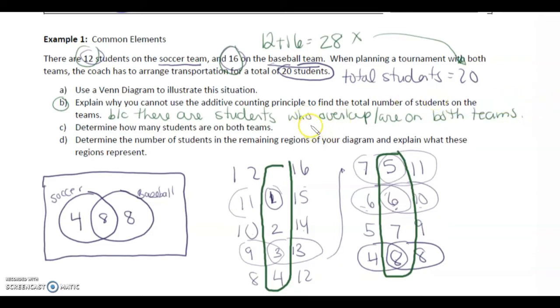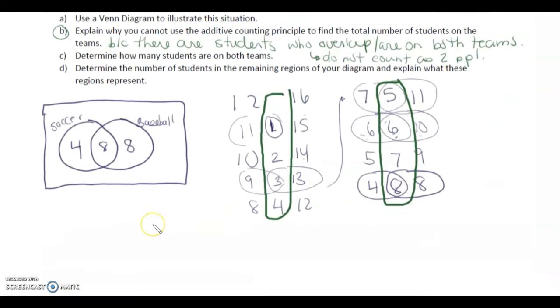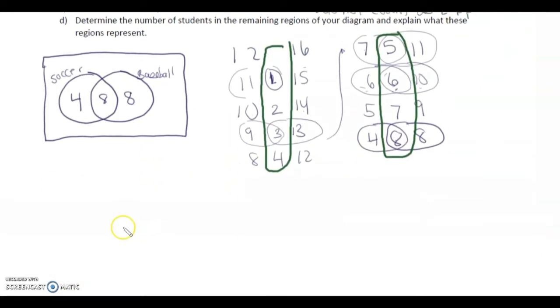Okay, but just because they're on both teams doesn't mean that they need 2 seats on the bus. They do not count as 2 people. They still only count as 1 person. Okay, I'm going to show you how to do this algebraically, okay? So this is just kind of like a basis of what a Venn diagram is and how we set it up.